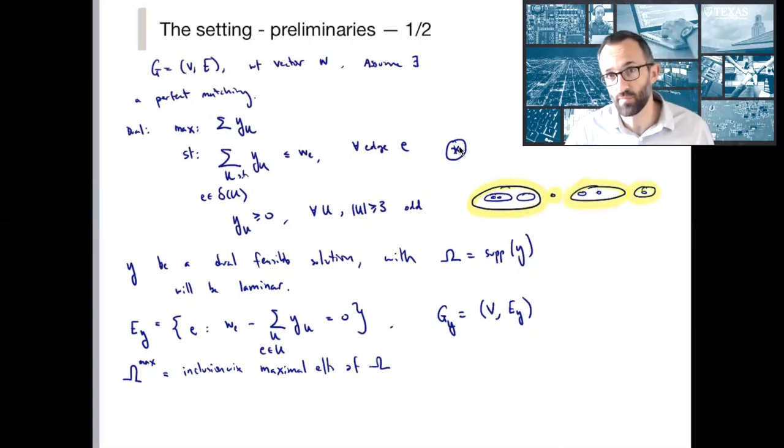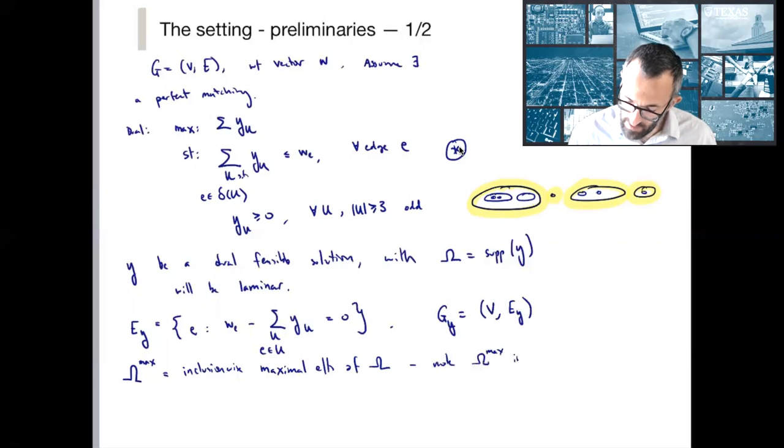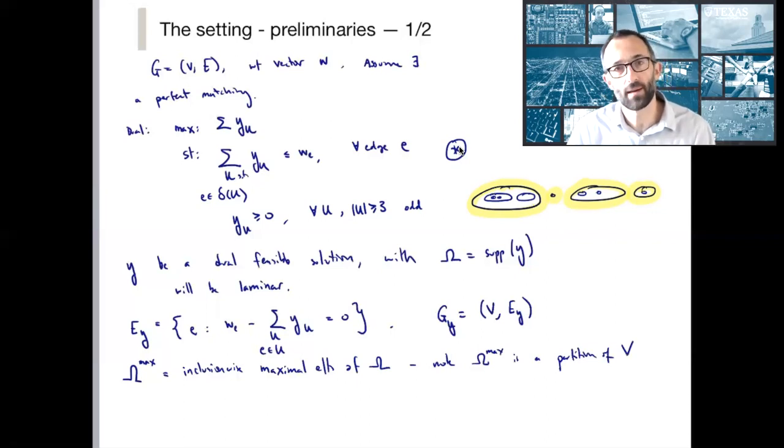And as you can see from the example, omega max is a partition of V. In other words, the union of omega max is all of V, and every element in omega max is disjoint. Unlike, of course, every element in omega, since they're allowed to be nested.